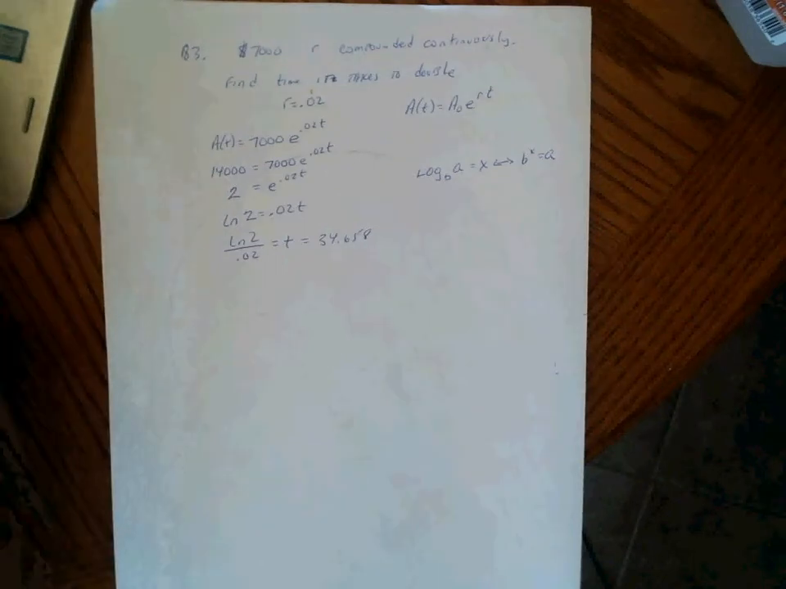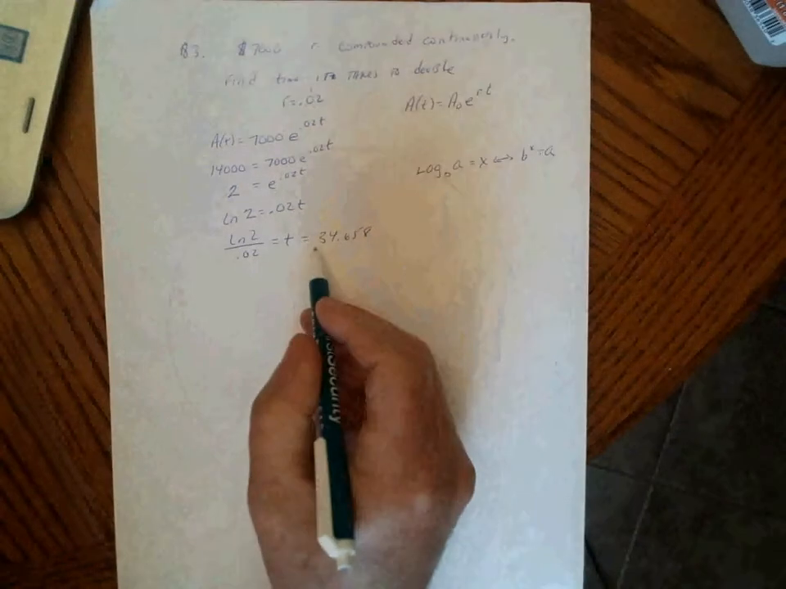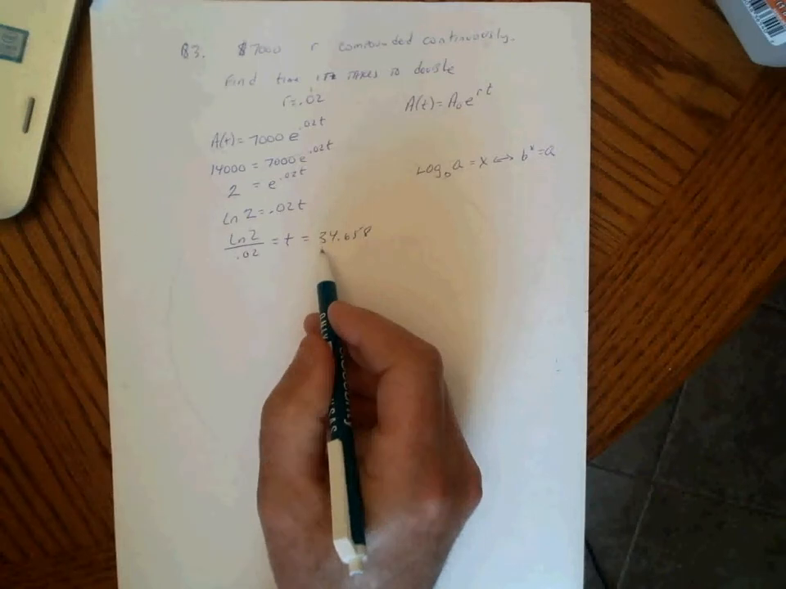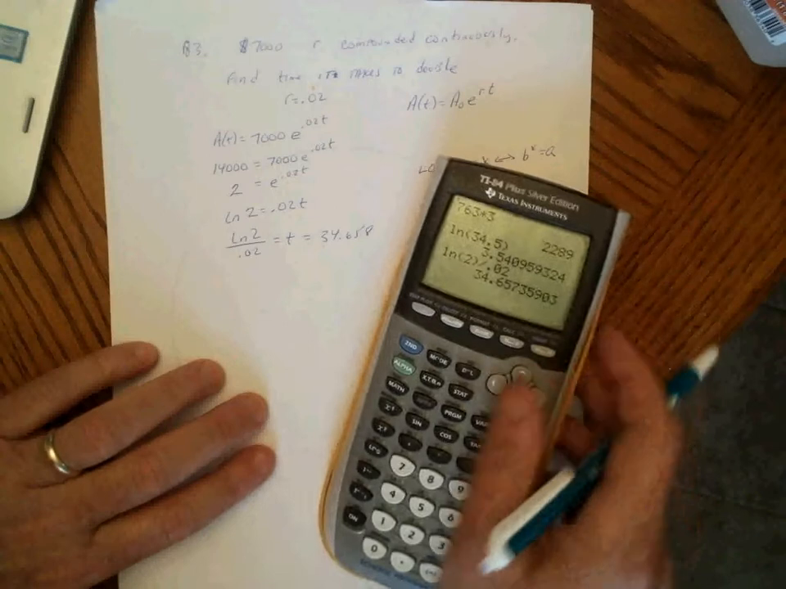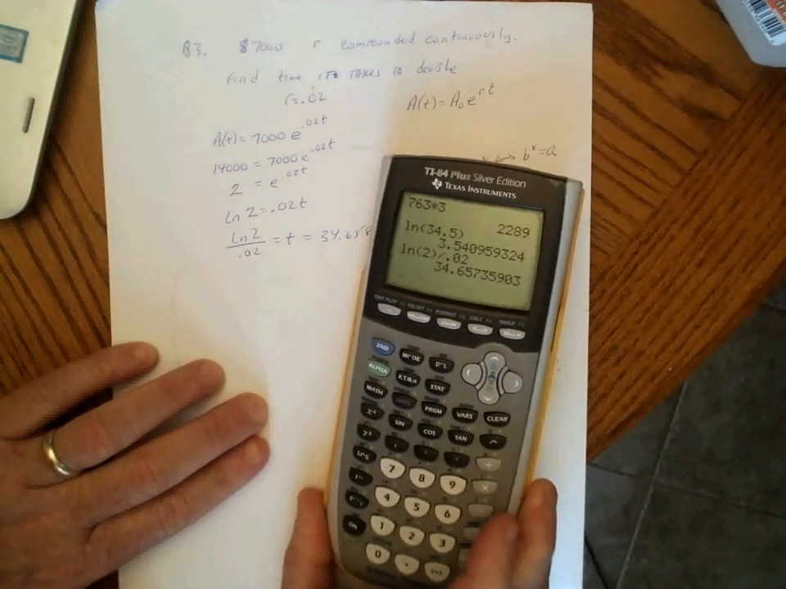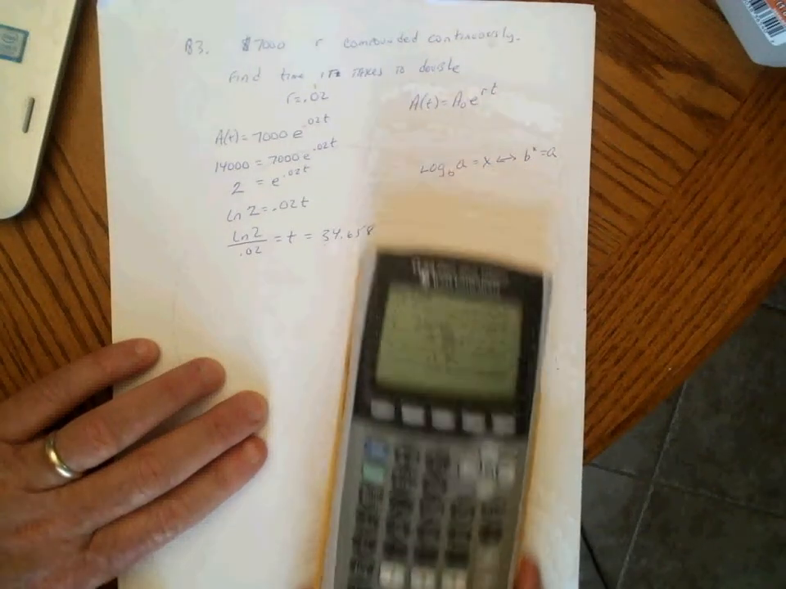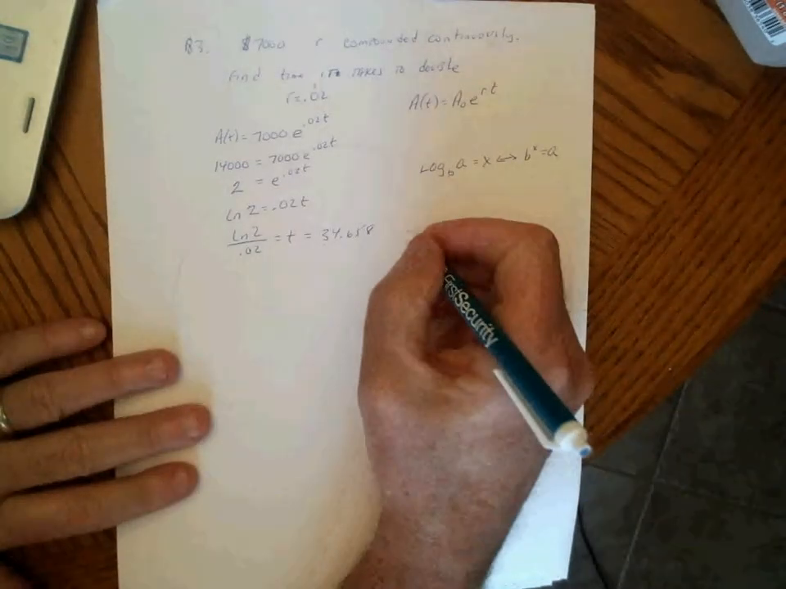So, I lost it again. That's not one of the answers. That is the answer. ln 2 divided by 0.02. That's not one of the answer choices, but that is the correct answer. That happens sometimes. Y'all have seen me do it.